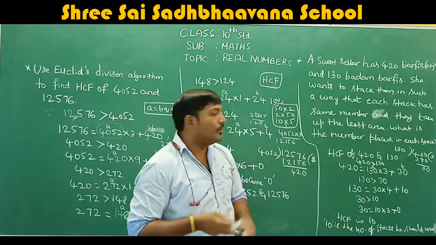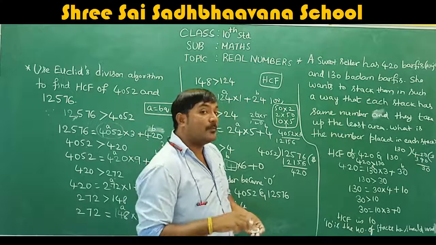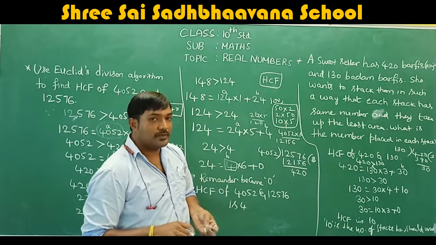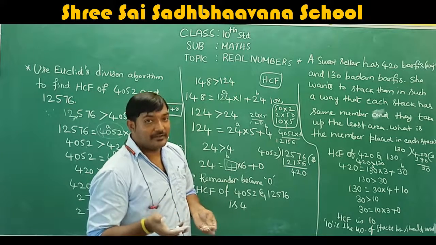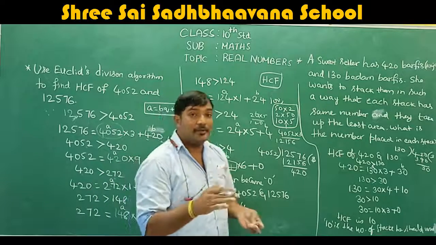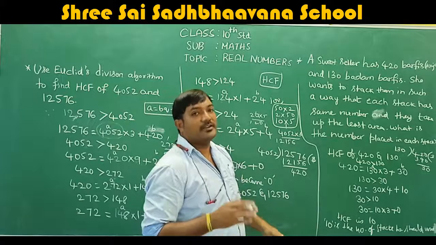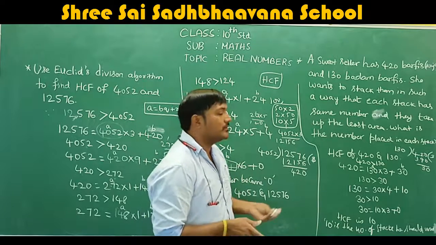Yes, you will get 42. And 130 by 10, you will get 13. You tell me any other common factors for both these two numbers. You will not get. Understood? So you will not get a common factor other than 10 for both the numbers. Common factor means that number should be a factor for 420 also, for 130 also. It is not possible except 10. Only 10 is the common factor for both.